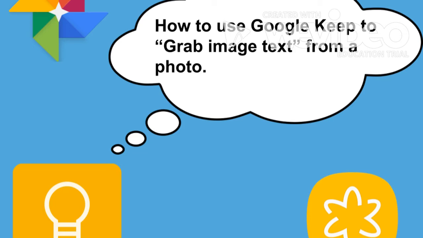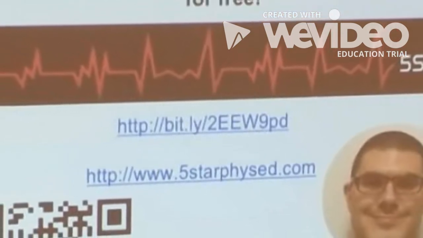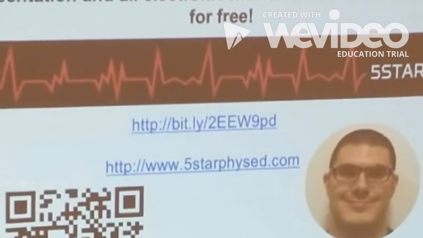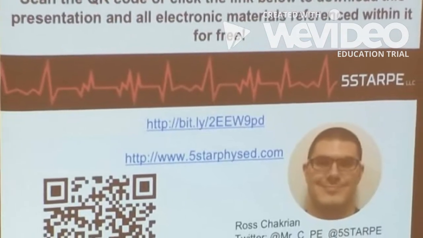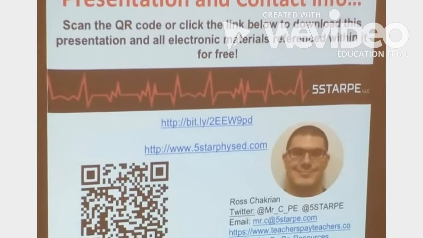In this tutorial, you will learn how to use Google Keep to grab image text from a photo. This past week, I was at a workshop and the presenter put up this image. I really wanted to take a look at the URL, but I was thinking, wow, it would be such a chore to type in all those characters at the bottom of the image to get the URL.